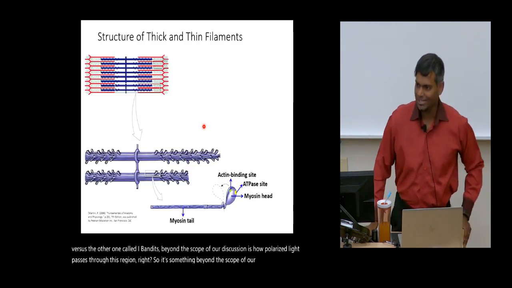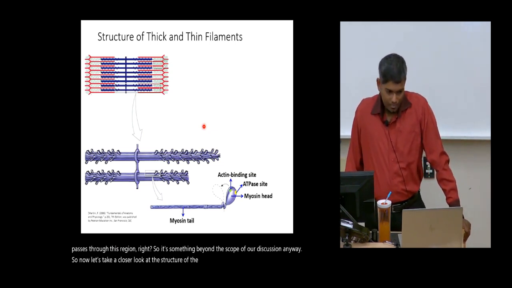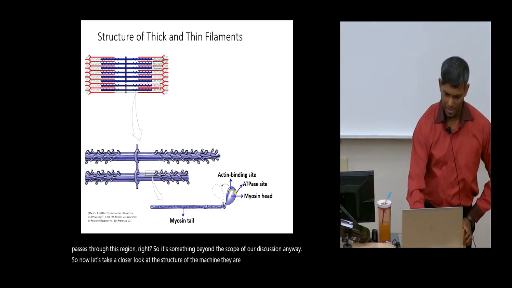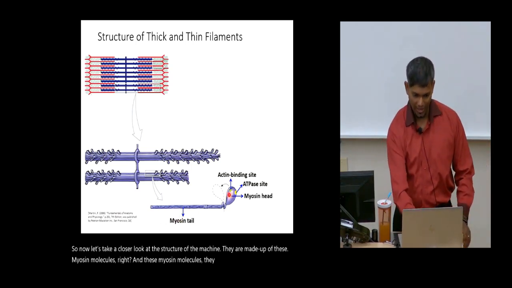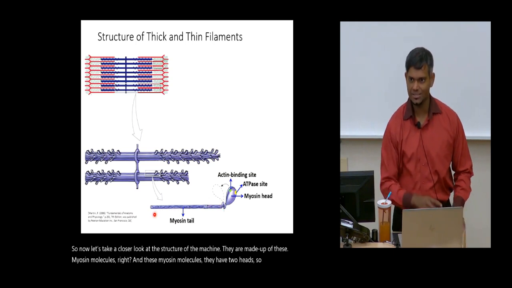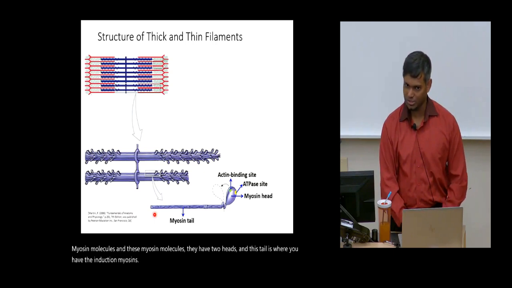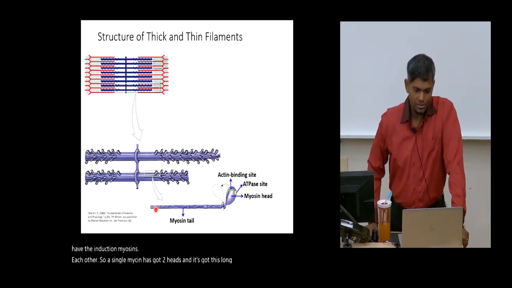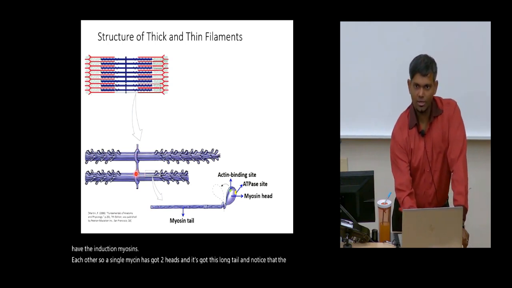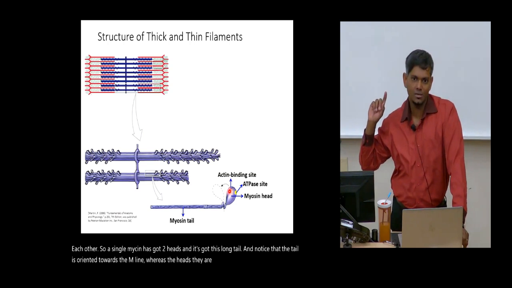Anyway, so now let's take a closer look at the structure of the thick filaments. We see that the thick filaments are made up of these myosin molecules, right? And these myosin molecules have two heads. And this tail is where you have the individual myosins wrapped with each other. So a single myosin has two heads and it has this long tail. And notice that the tail is oriented towards the M line, whereas the heads are oriented towards the Z line, right?